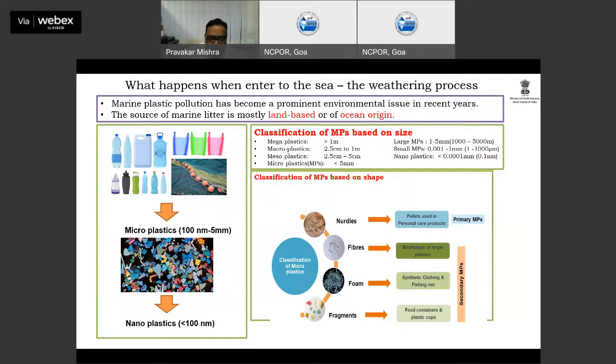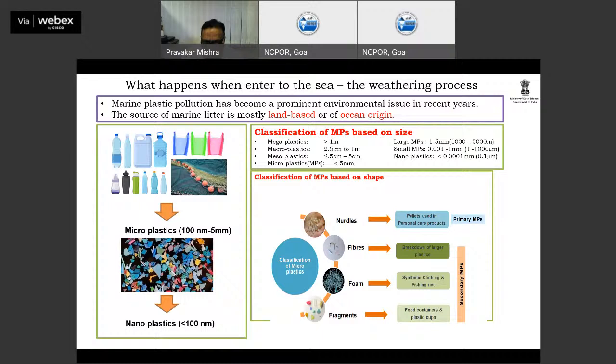So having said that, once this plastic from the land or from mismanaged plastics enters through the waterways into the water body, what happens to it? The important point is that the plastic goes through the weathering process, and the bigger plastics, the megaplastics, become macroplastics or microplastics, and again from the microplastics it can go up to nanoplastics.